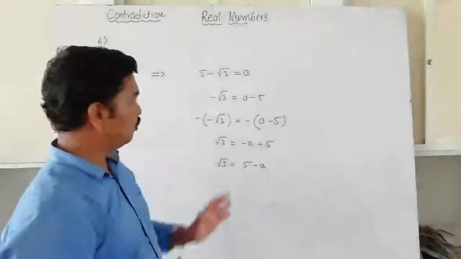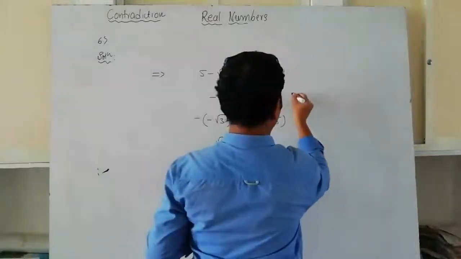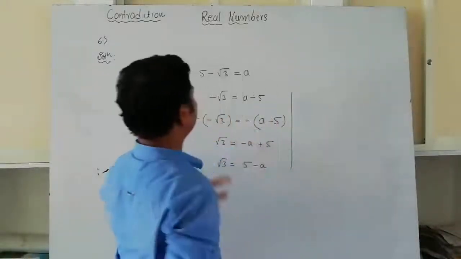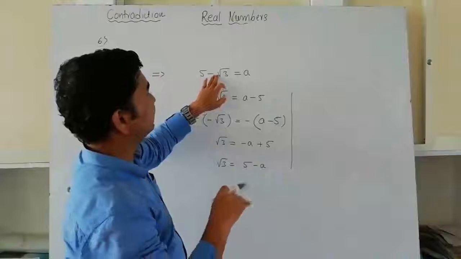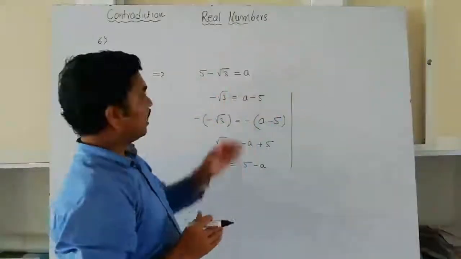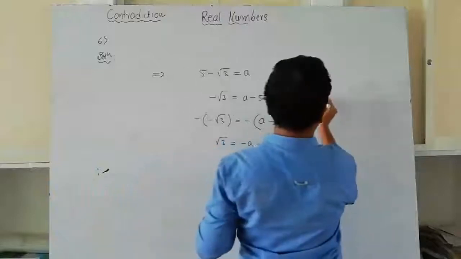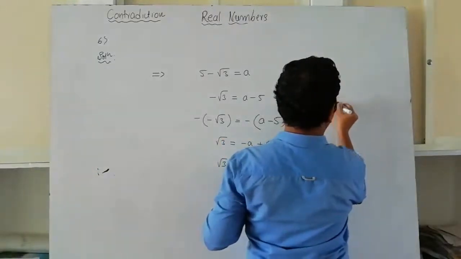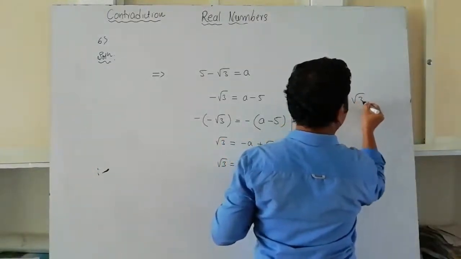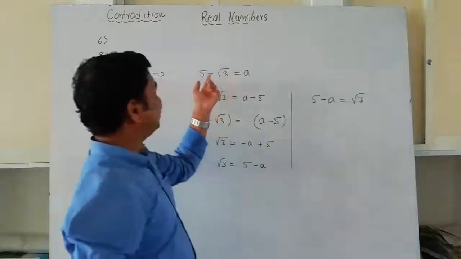Is it clear for you? Or else you can write like this. From here you can write like this. Now you can shift minus root 3 towards the right hand side and shift 5 towards the left hand side. It will become like this: 5 minus a is equal to root 3. This is because root 3 contains a negative sign.